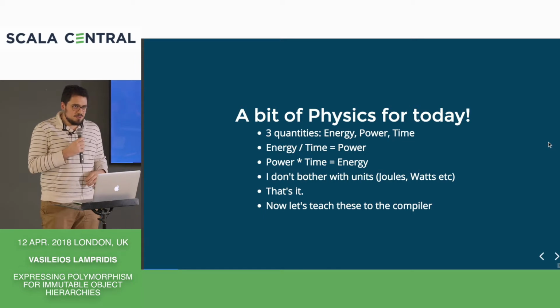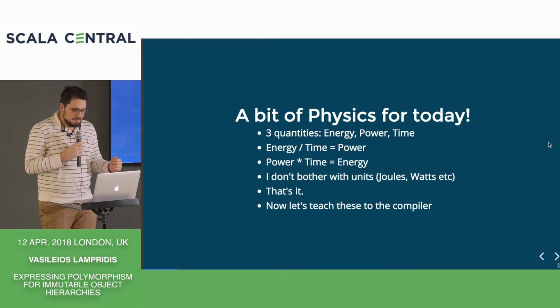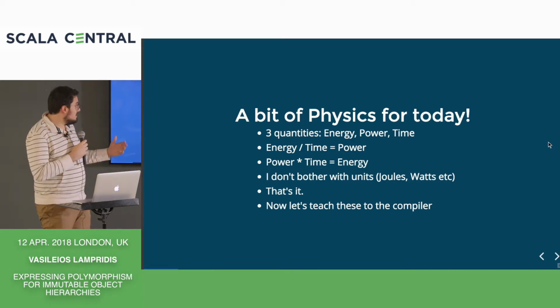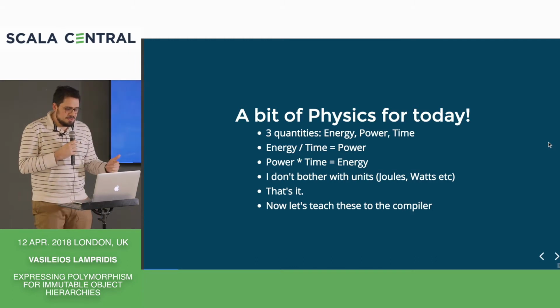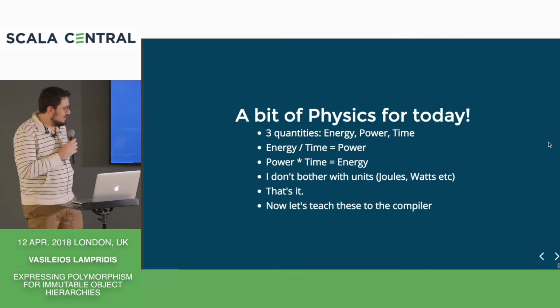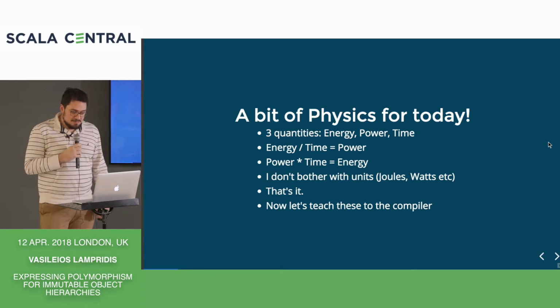And I chose to use an example that is very similar to what we actually do on our own code base and domain, which is we model quantities, and I've just picked 3 of them, energy, power, and time, and they have some nice, interesting relationship between them. You can see them there. I guess from physics you might remember them. And I don't bother at all with units, just plain numbers behind the types.